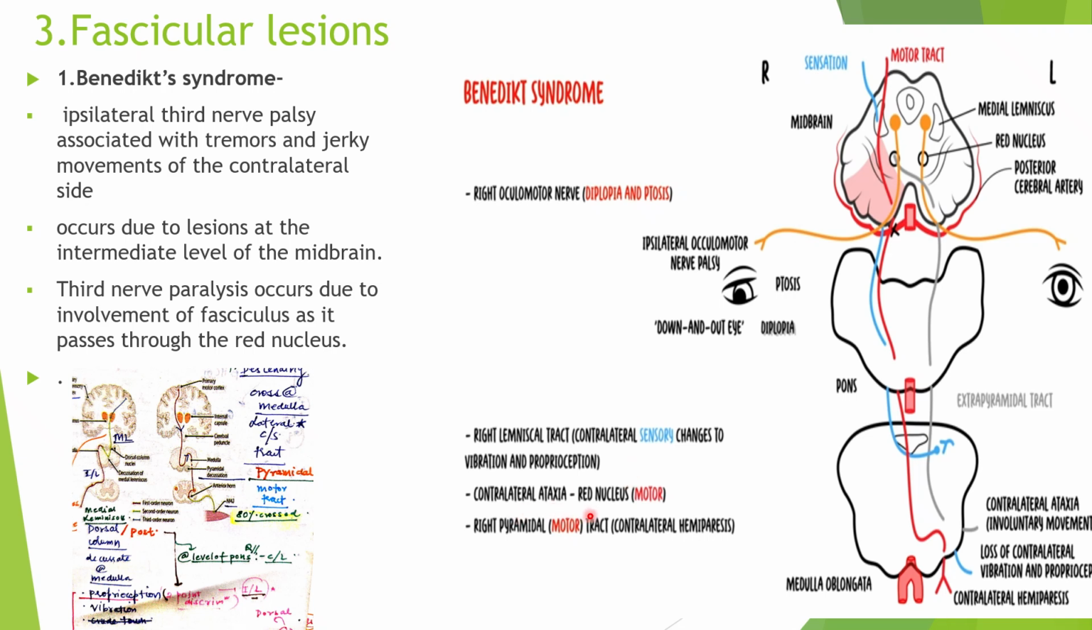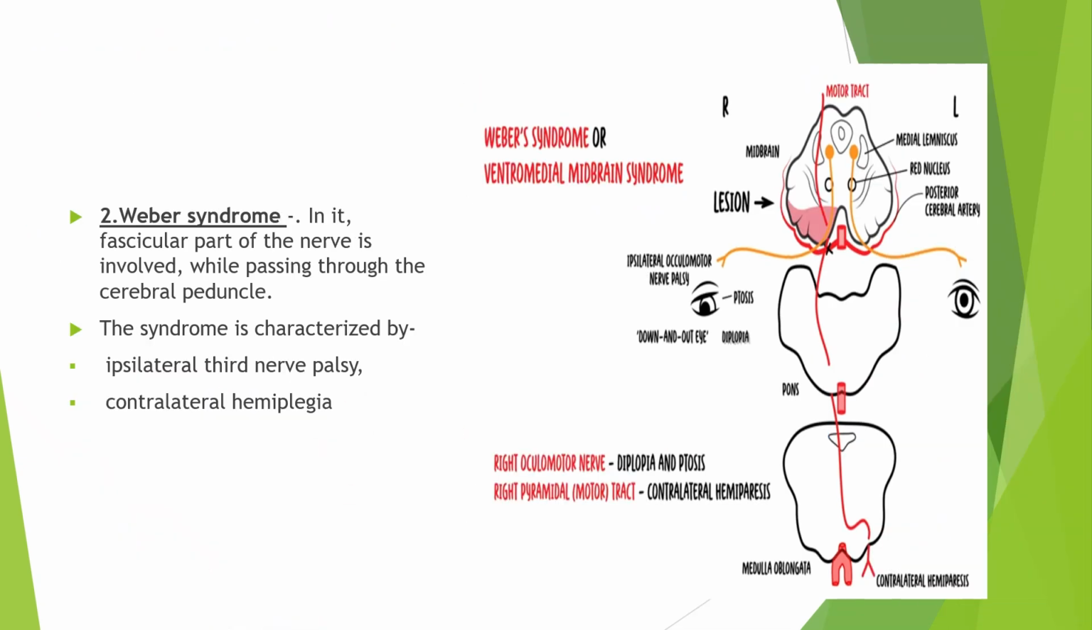And contralateral ataxia due to right red nucleus involvement, and the right pyramidal motor tract, which is the corticospinal tract, so there will be contralateral hemiparesis. Now the Weber syndrome. In this, the fascicular part of the nerve is involved while passing through the cerebral peduncle. So there will be ipsilateral third nerve palsy, as the third nerve is passing through it, and contralateral hemiplegia due to the right pyramidal motor tract involvement, which is the corticospinal tract.